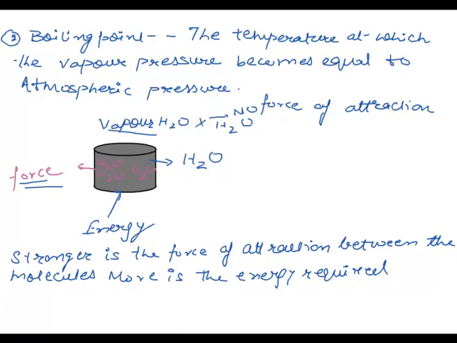Got my point? These vapors go up and then they exert pressure on the surface of the liquid, and that is your vapor pressure. Sorry, I have written the spelling wrong; it should be V-A-P-O-U-R. So the more the vapor, the more the vapor pressure. So in order to convert it into vapor, we need more temperature.